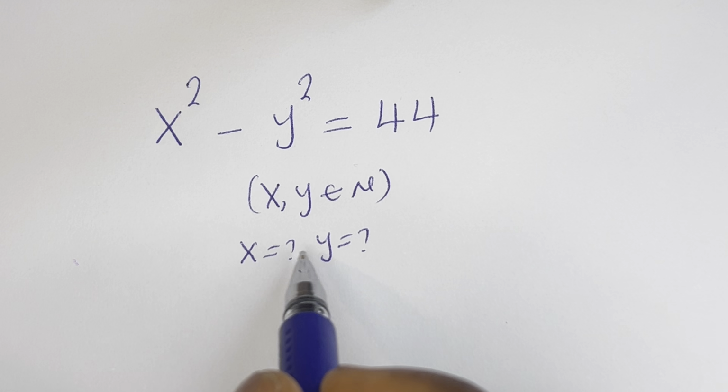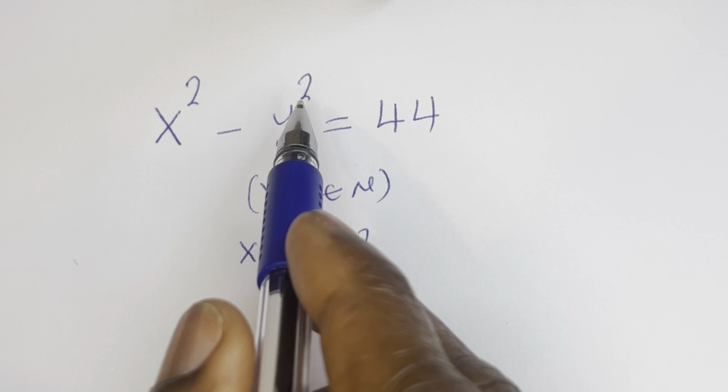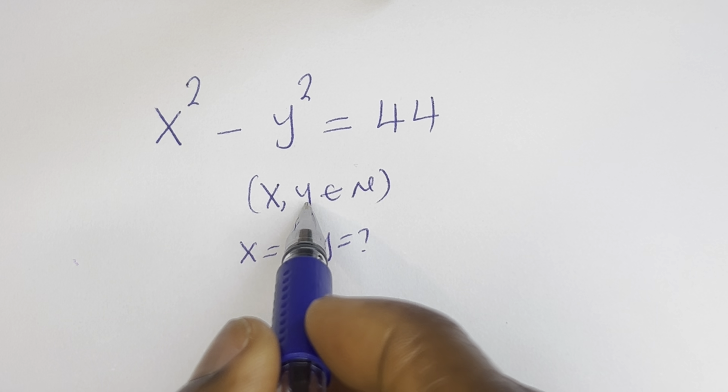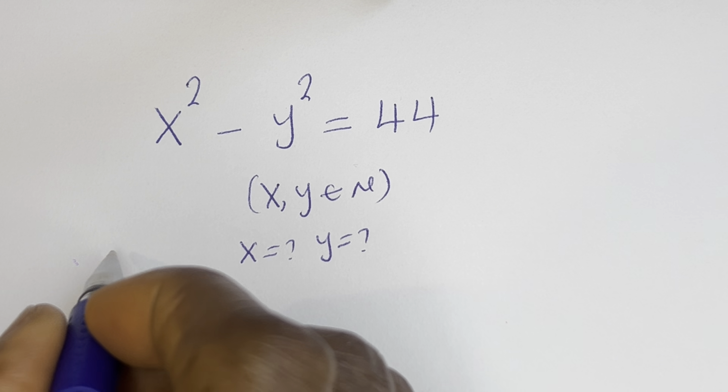Hello, how to solve for x and y in this equation? x squared minus y squared is equal to 44, where x and y are members of natural numbers. Solution.